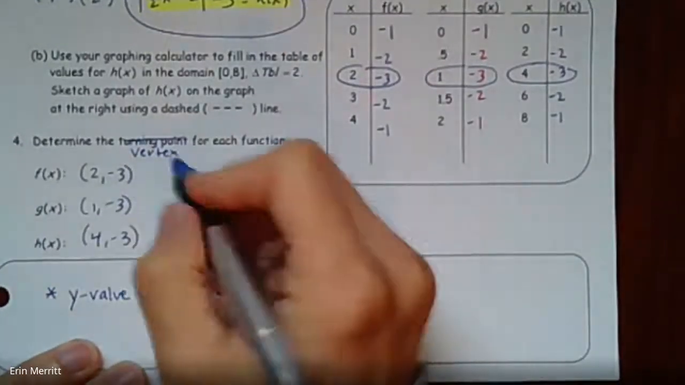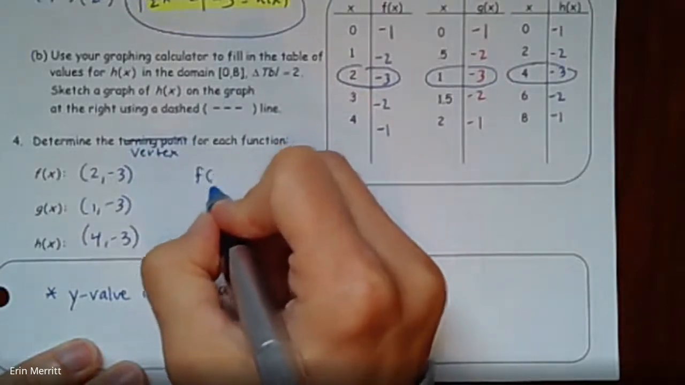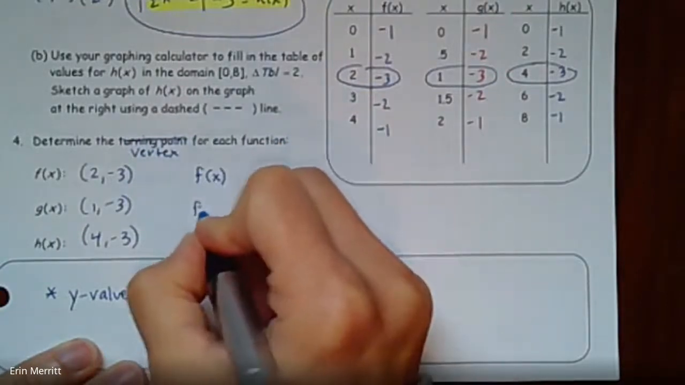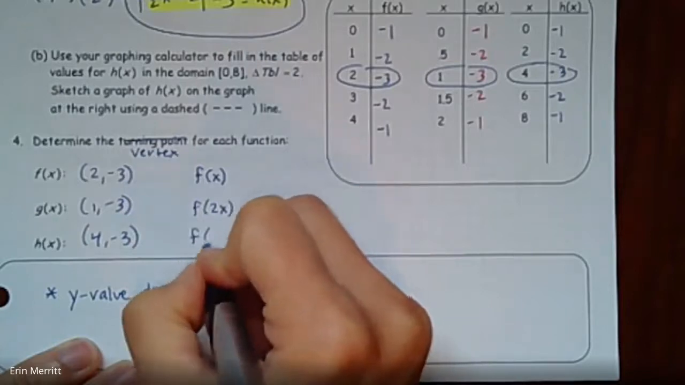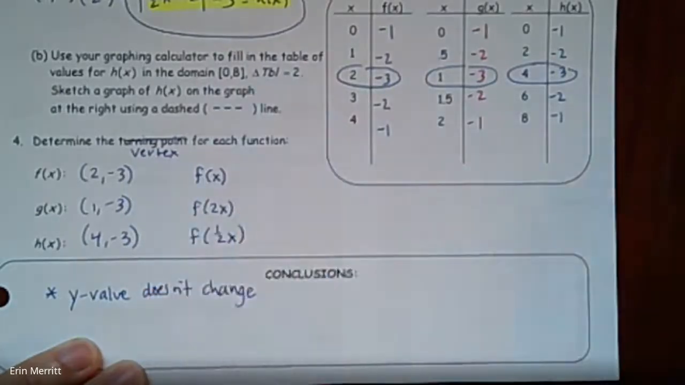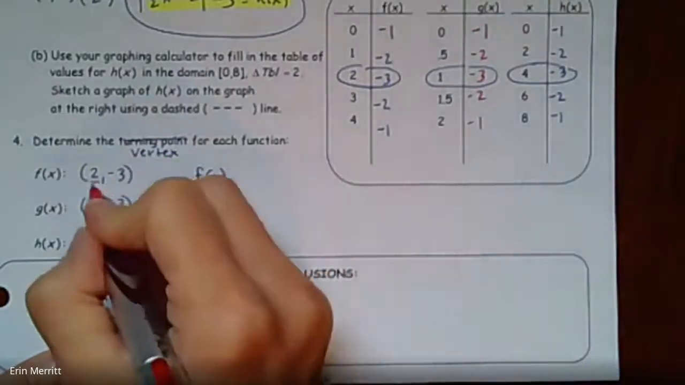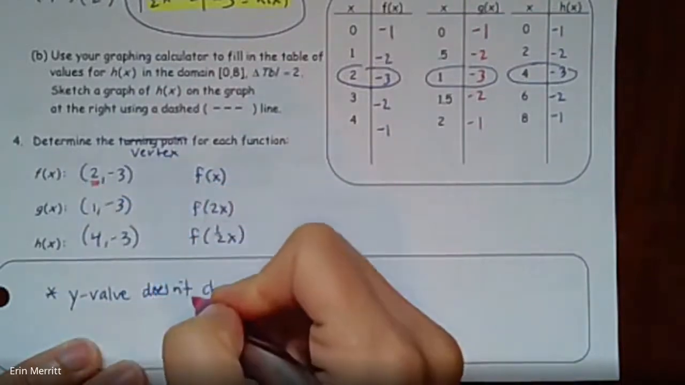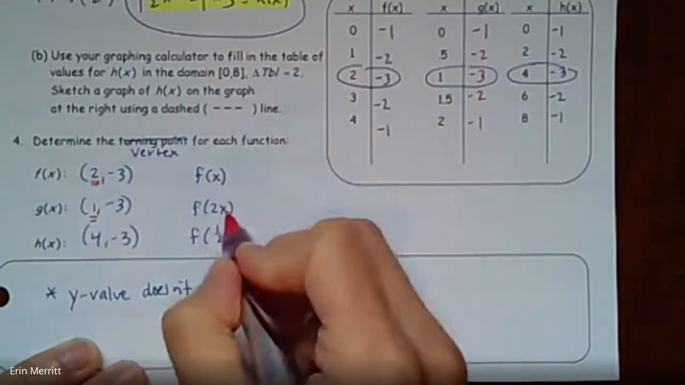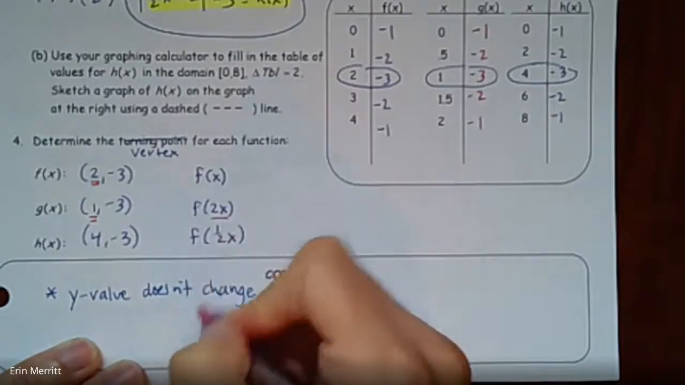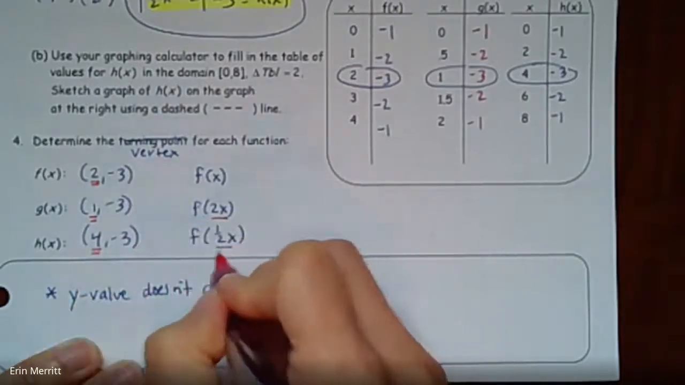So let's look. If I look back here, this is f of x. This one was f of 2x. This is f of 1/2 x. So take a look at the x values. It starts at 2 when it's plain old f of x. Then it goes to 1 when we do f of 2x. Then it changes to 4 when we do half of x.